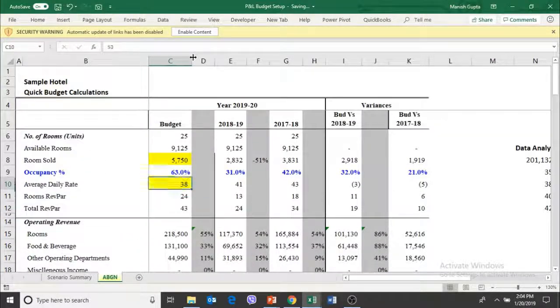Now you can tell the marketing, okay, you can try to achieve this 63% occupancy at the rate of 38. Because in the previous two years you made 43 and you were able to make 42% occupancy. Now I'm giving you a much lower rate, so you can sell cheaper. So you can play around with the volume. So your revenue is going to be 5,750. So this... Can I see the 2017-18 profit?